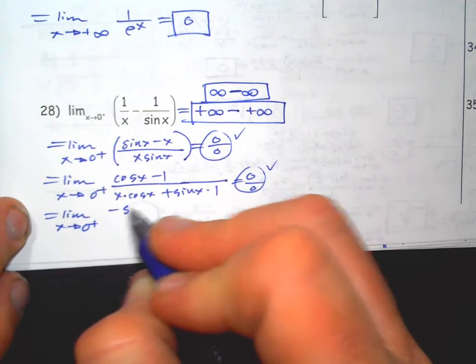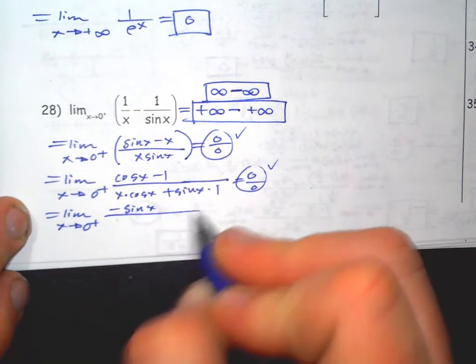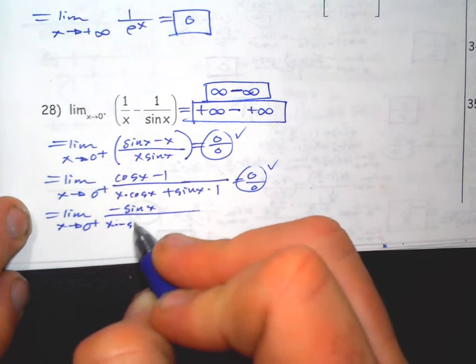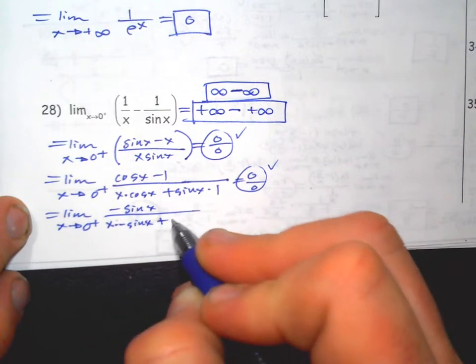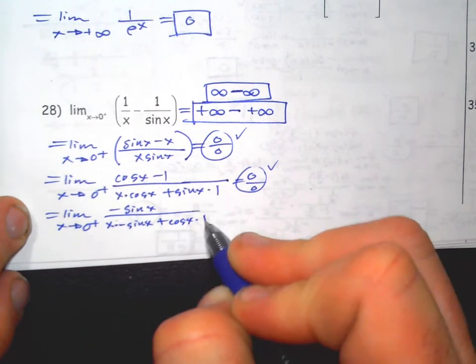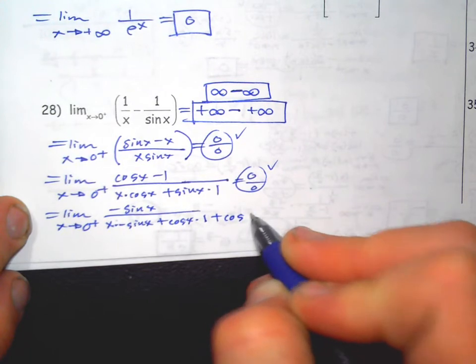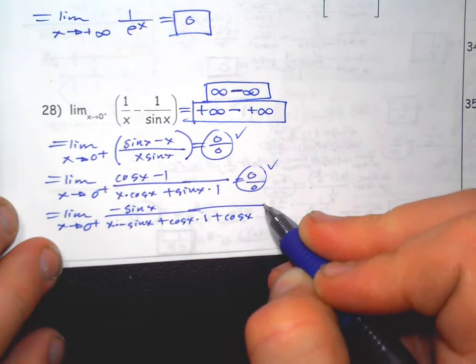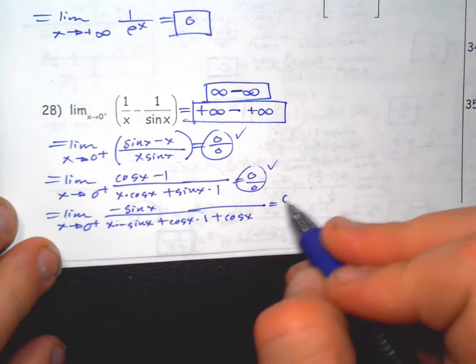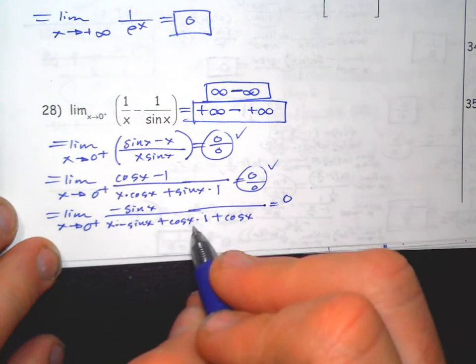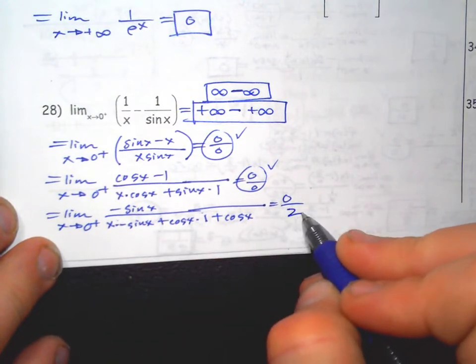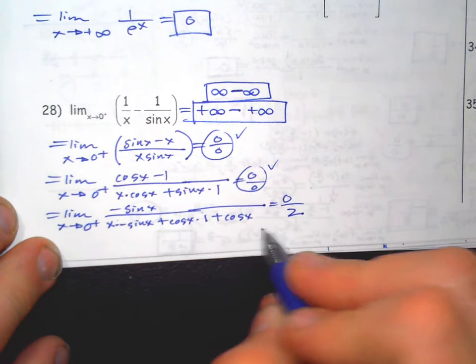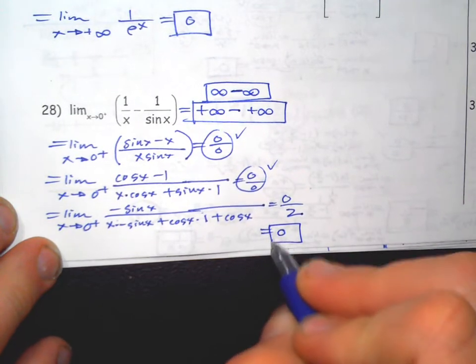This is going to be negative sine x. This is going to be x times negative sine x plus cosine x times 1 plus cosine x. So if we plug 0 in here, we get 0 over 2. I'm looking for that. The final answer is 0, but I'm hoping to see a 0 over 2.